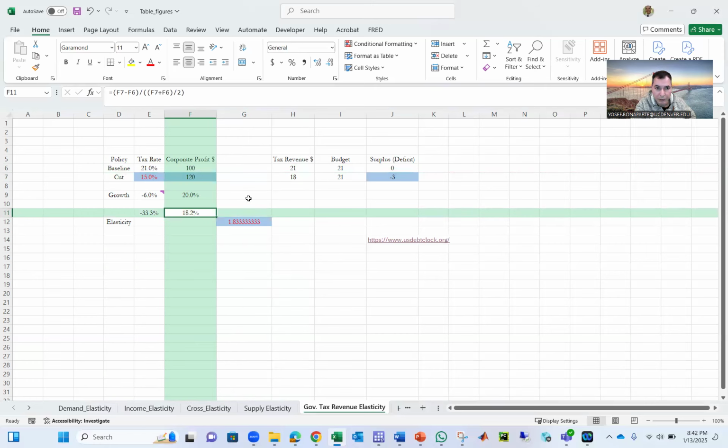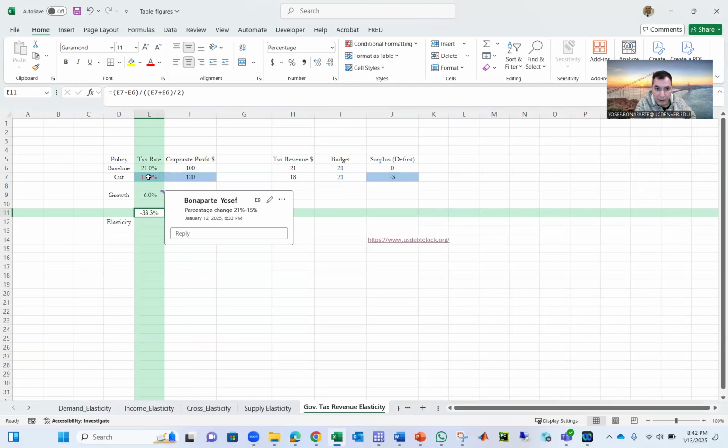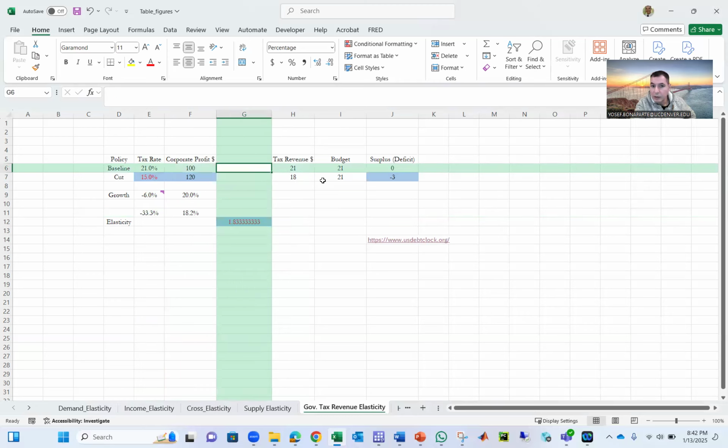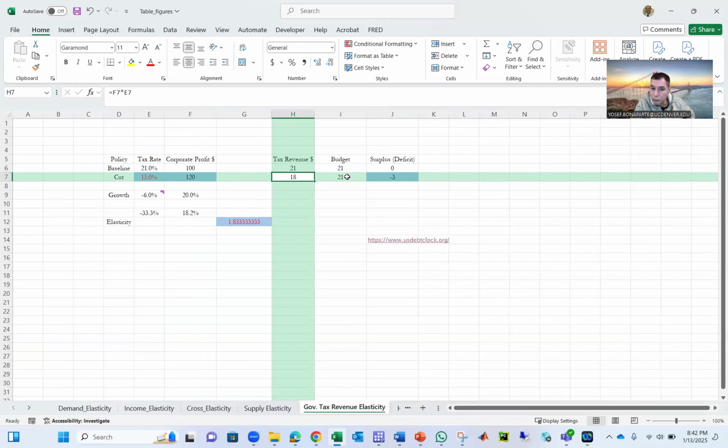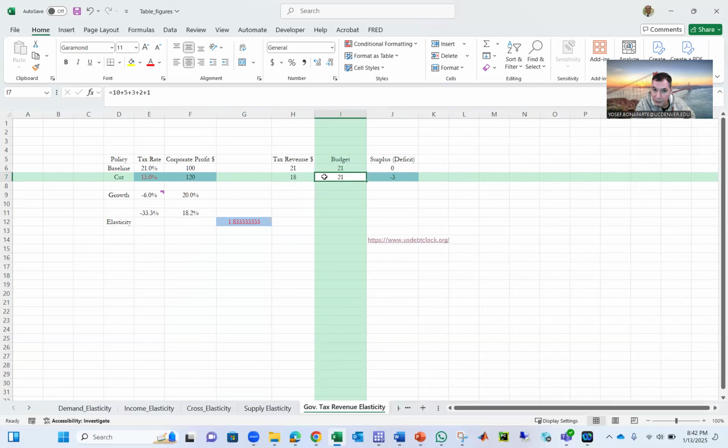So this is corporate profit elasticity. This is tax revenue elasticity. So 18, 21, you still have the same spending. Here is 18, here is 21. The surplus deficit is -3. So you have a deficit basically.